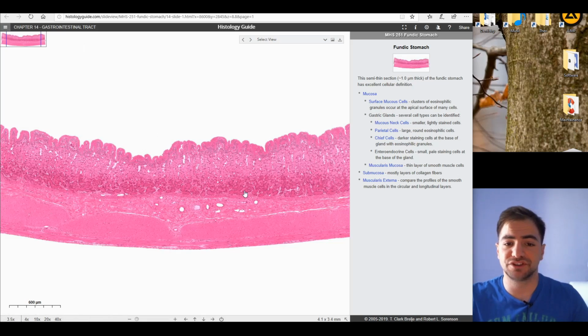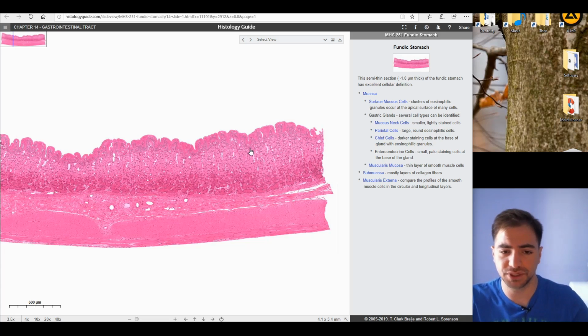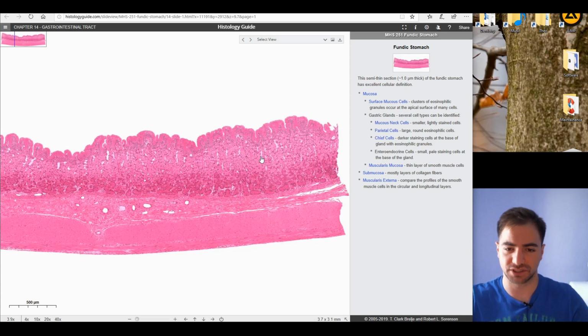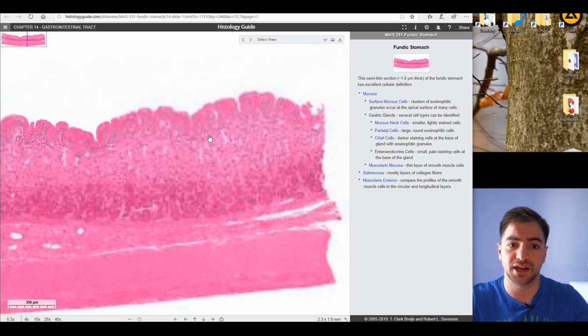So let's move on to the fundus. Now the fundus, of course, is the area where we're actually going to find the parietal cells and the chief cells. How do we distinguish the two? First, let's actually see the layers. This is again the mucosa layer, submucosa layer, and the muscularis mucosa. And lastly, do we have anything here? No, it's not here. There's no serosa or adventitia here. So let's skip that and zoom in first on the mucosa layer.